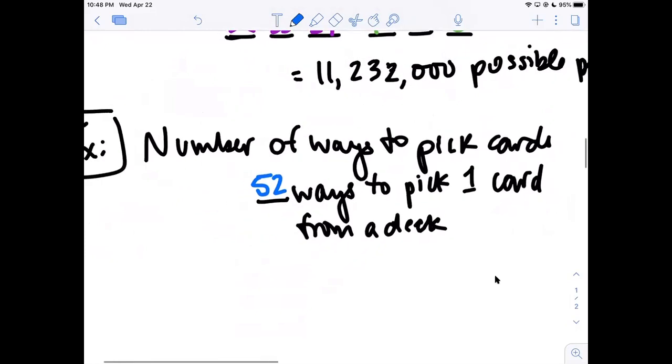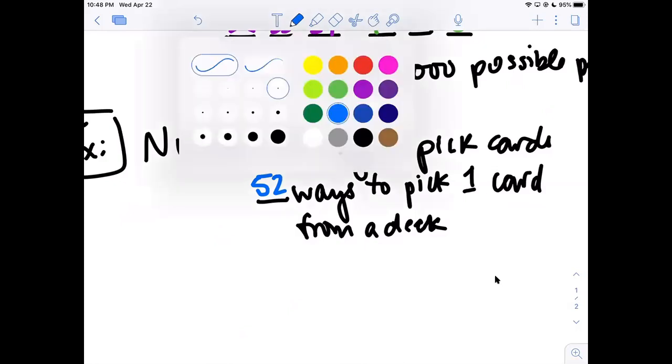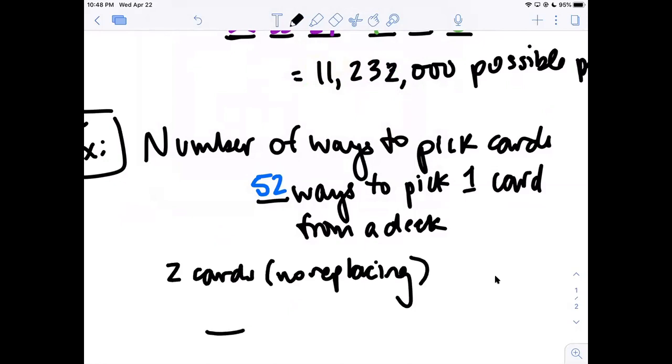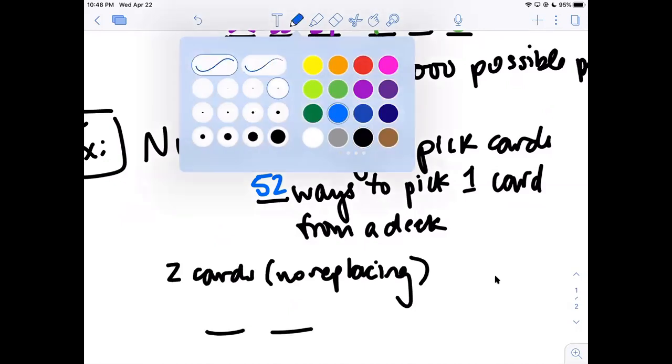Now, what if we're doing a card trick, and I have you draw a card and then I have you draw another card? You didn't put the first one back in, you're just taking another one right out. It's very similar to what we were just doing with the license plate. So we're going to pick 2 cards, and there's going to be no replacing. So you're keeping both of them in your hands, and you're not putting them back in the deck. How many options do you have for the first card that you pick?